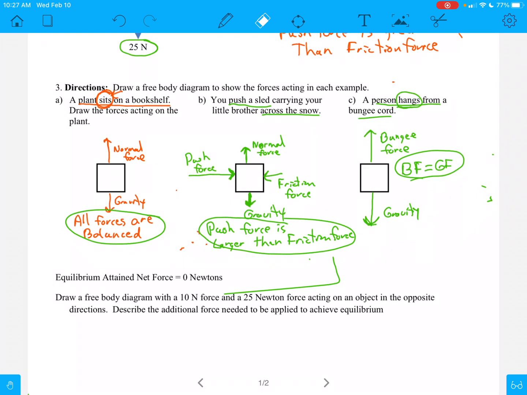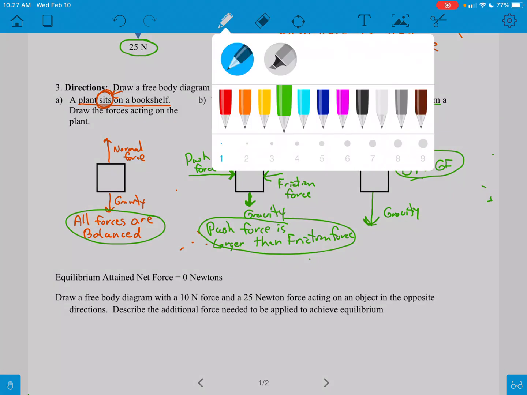Okay, so now I have to do one more down here at the bottom, but before I do, I have to erase what I just did with my fingers by accident. Okay, let's change color.